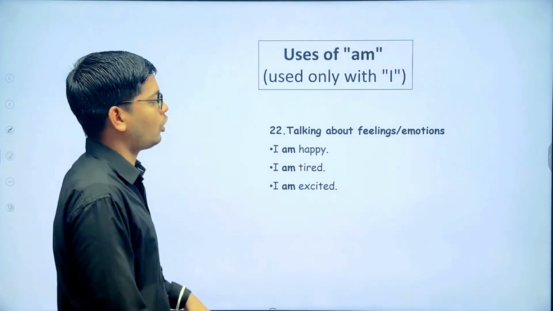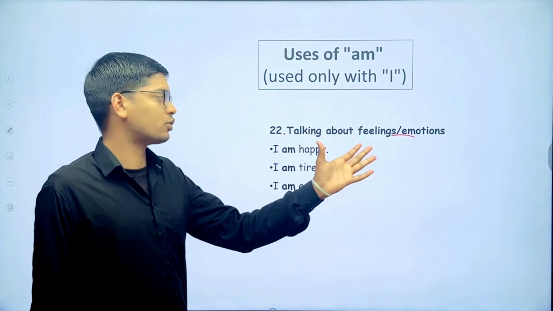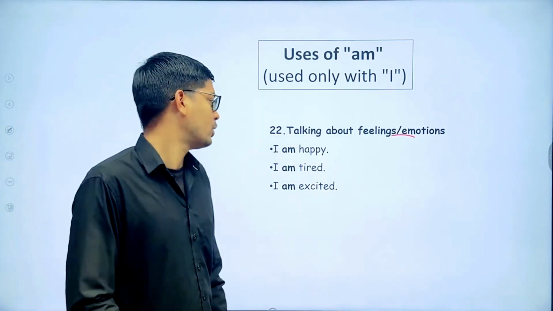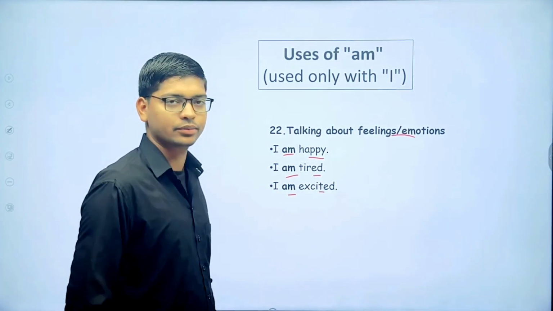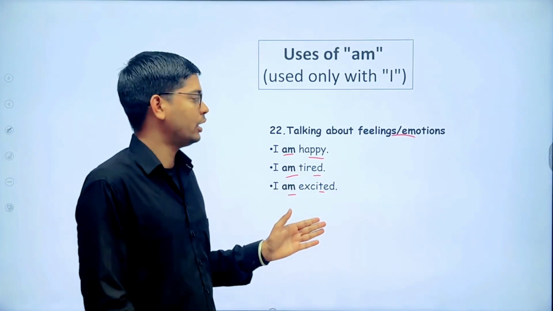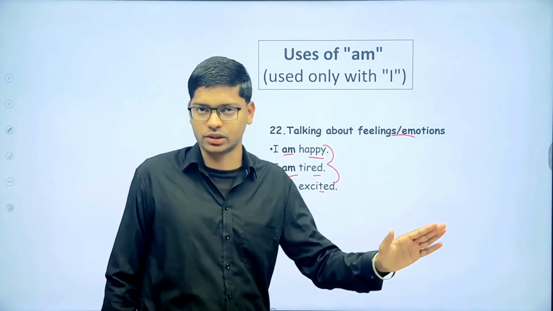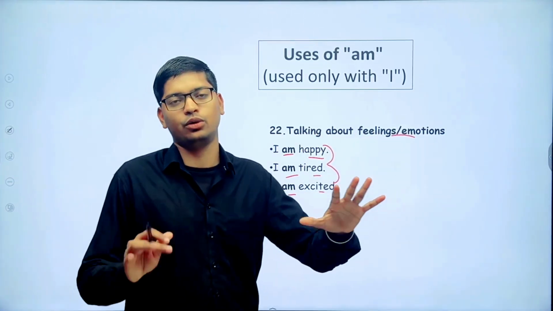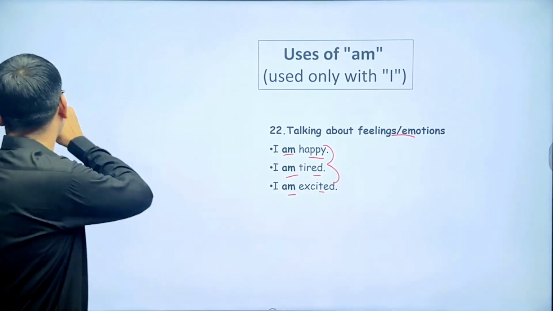Here, to talk about feelings or emotions. Talking about feelings or emotions, you can use am with I only. For example, I am happy, I am tired, I am excited. Happy, tired, excited, these are feelings or emotions of a person. So talking about feelings or emotions, you can use am with I. Okay, let's see next use.